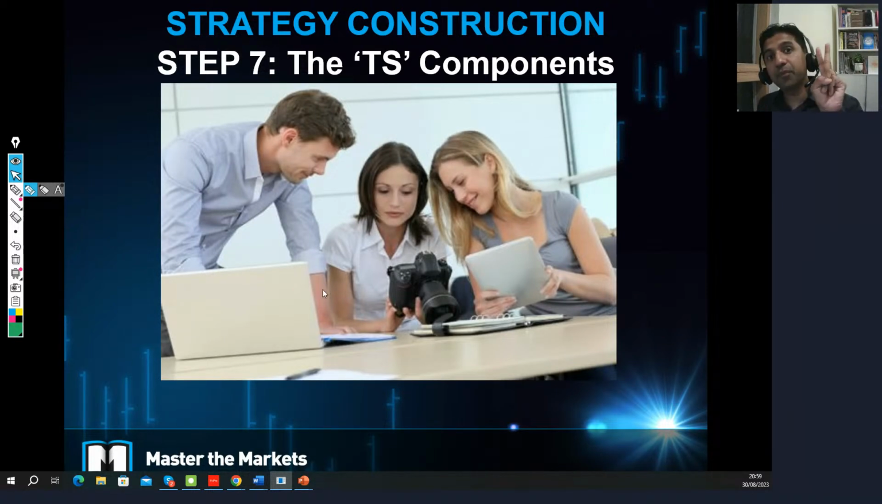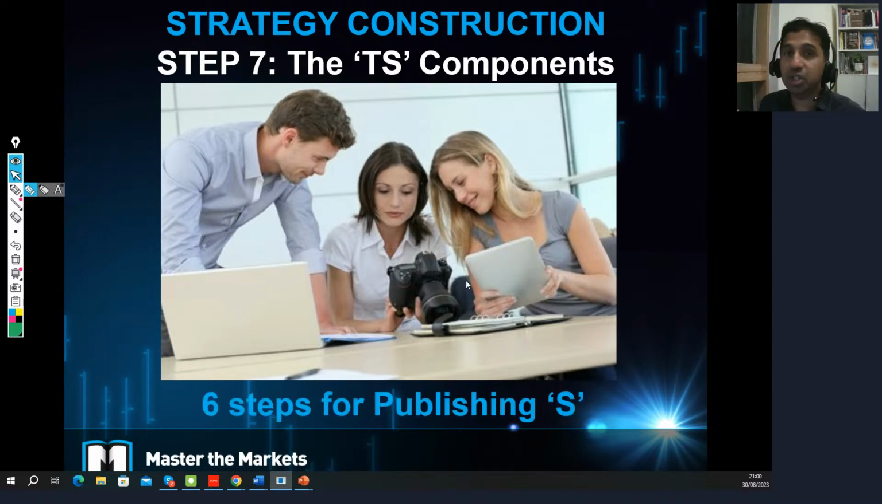But before I come to that, there are two more components. Before you go live on your strategy and put real money to it, there are 6 steps first for publishing a strategy.